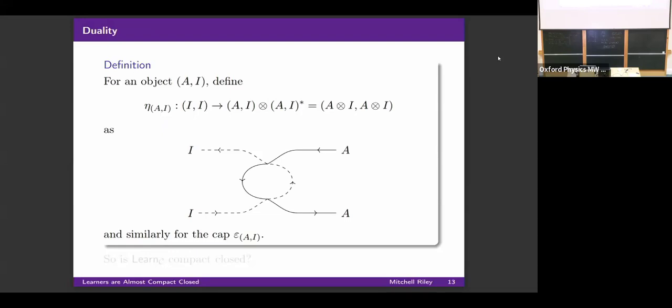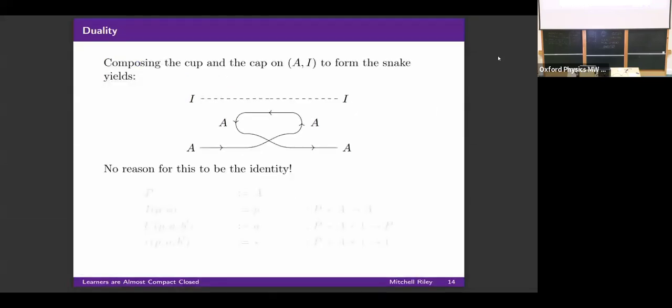So to summarize, we have a symmetric monoidal category with an involution, and every object has a cup map and a cap map. So is this category compact closed? And the answer, obviously, given the title of the talk, is no. What's missing is that when you compose the cup and the cap for any object, the snake equation tells you that this is supposed to just be the identity on that object. And that's just not the case in this category generally.